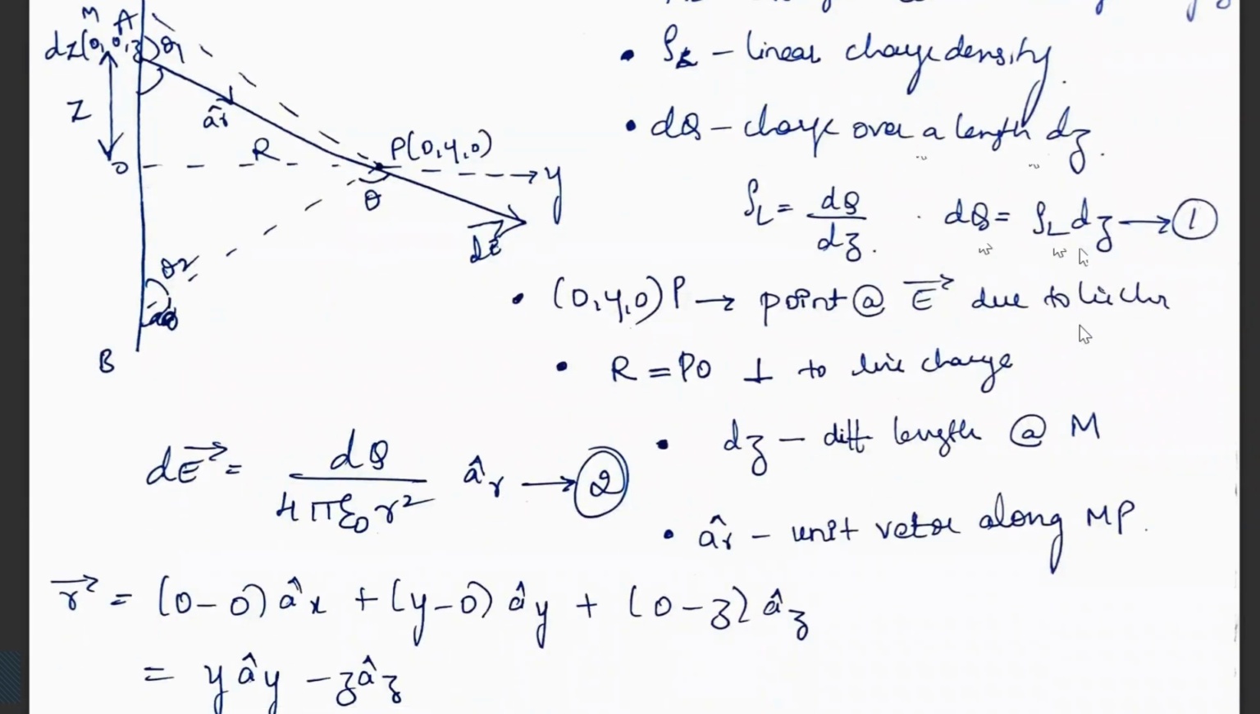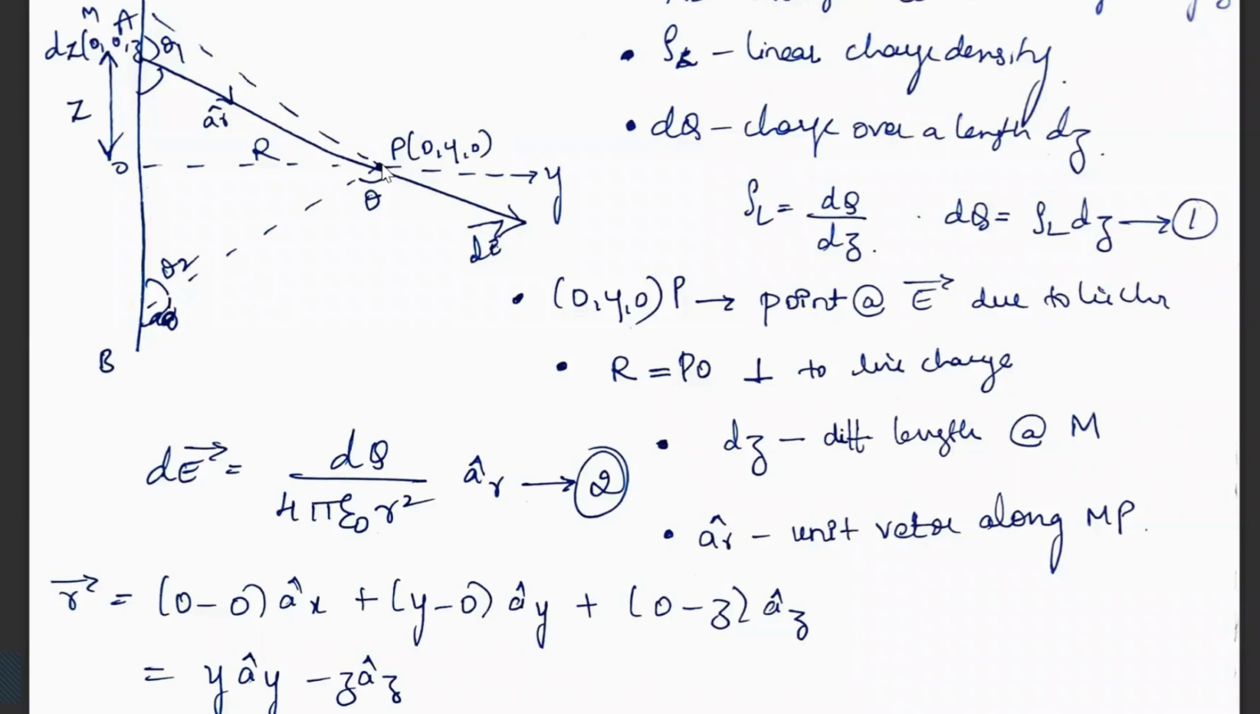Next, we have one more point here, point P, which is at a coordinate of (0, y, 0). It is on the y-axis. It is a point at which we find the electric field due to the line charge.